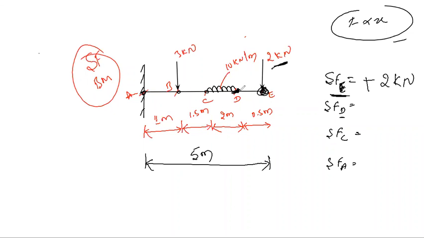22. At point D, at point C, at point B, at point A. Sir, at point D, 1 kilonewton, sir. How come one? 22, sir. Sir, 2 into 0.5, sir. See, now what I'll do, I will take a section at distance B.